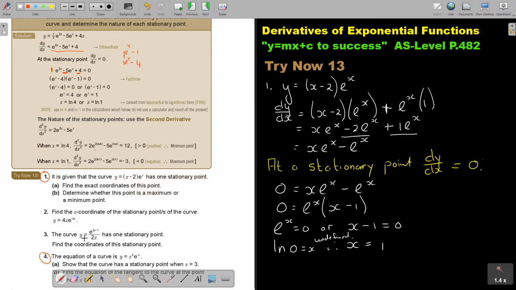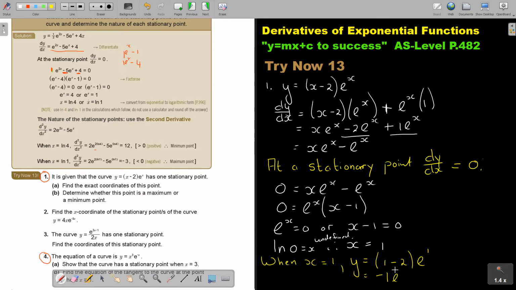Now, I'm going to find the exact coordinates of this point. So I must still find the y value. Now, how do I find the y value? I substitute this value of x in the original equation. So when x is equal to 1, y is equal to 1 minus 2e^1. And what is that going to give me? That's going to give me negative 1, and it's going to give me e.